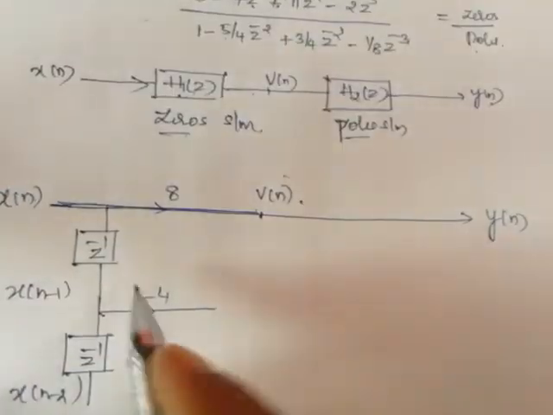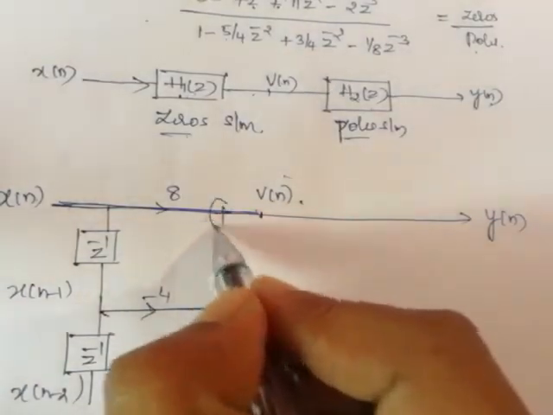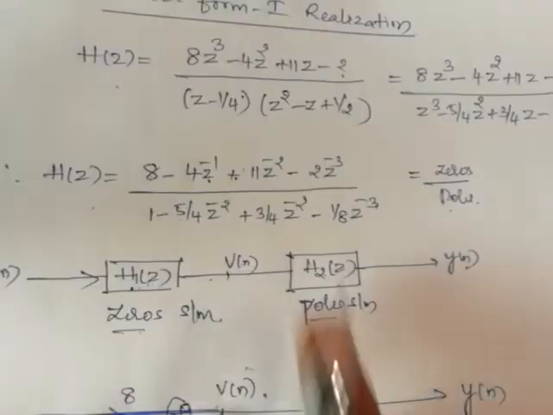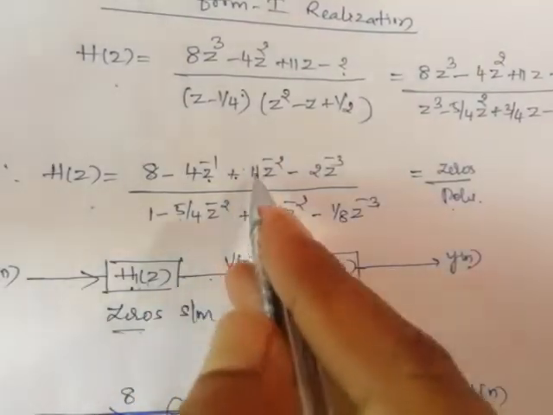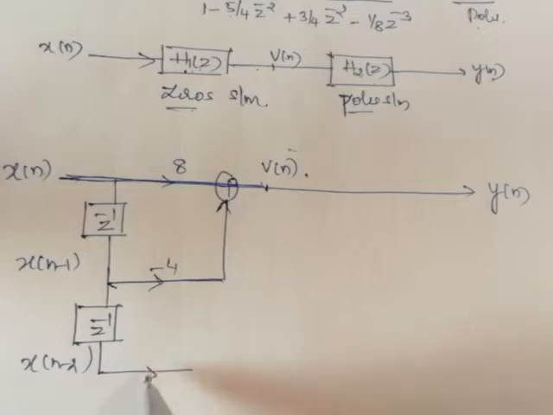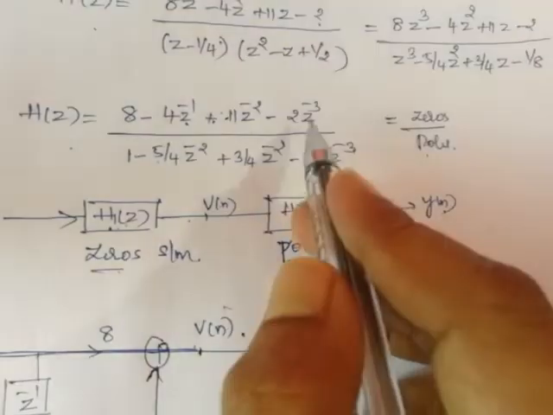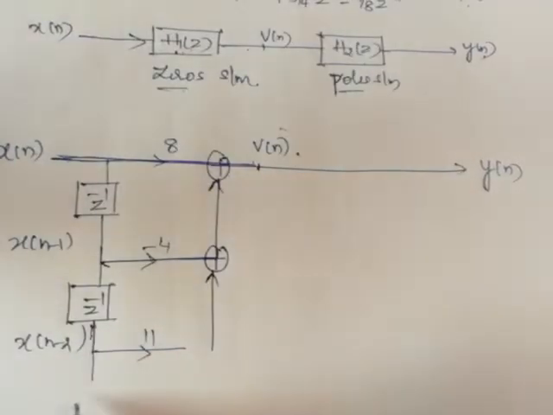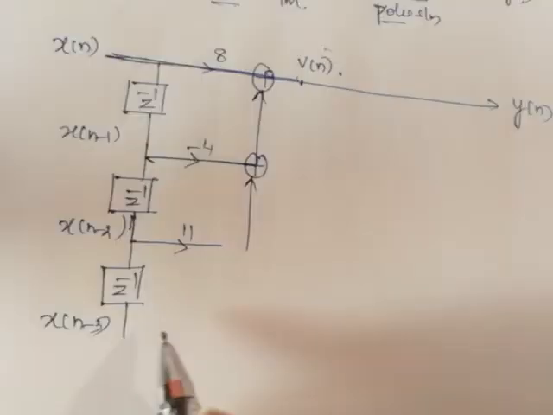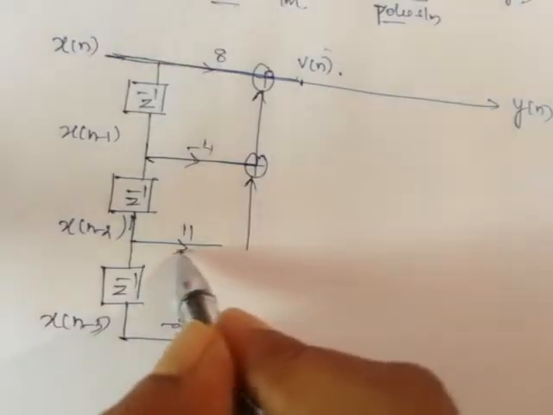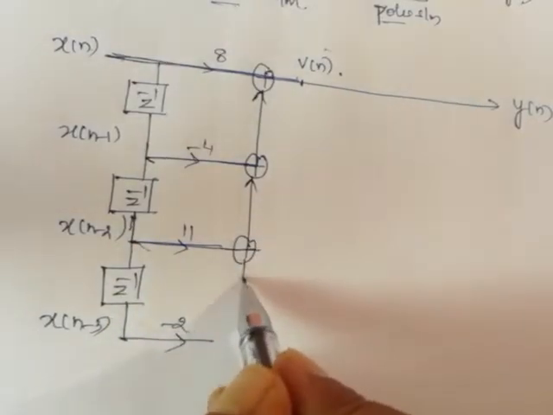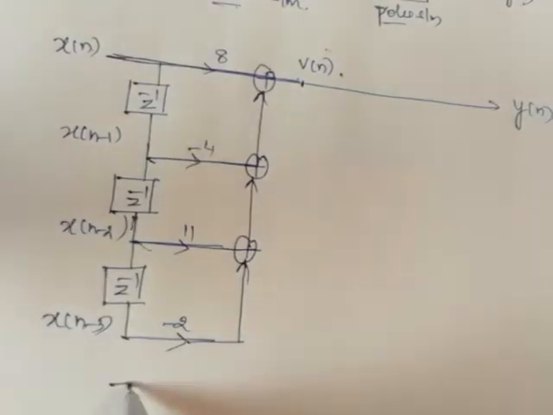After performing one time delay, add to the previous result. Next, the second coefficient term is 11 into z to the power minus 2. The coefficient term is 11, add to the previous result. And the third time delay, so what we get is a coefficient term of minus 2, which is added to the previous operation. It will give you the zero system.